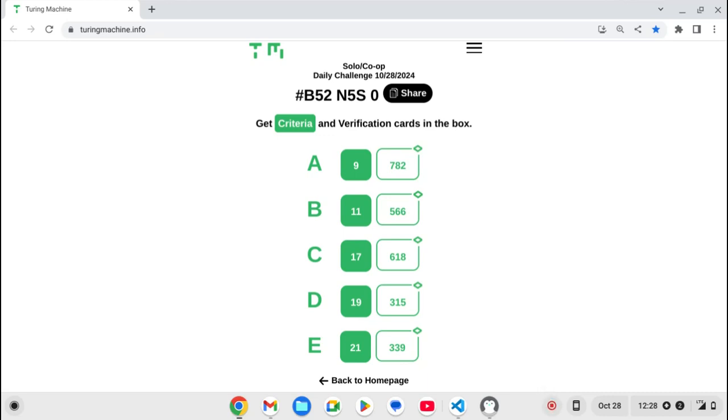Let's begin. Today's October 28th, 2024, and we're solving the Daily Turing Machine Puzzle. Today's all-odd 5 criteria cards include 9, 11, 17, 19, and 21, and the puzzle uses the green verification cards. The code above is your way to get more information on today's puzzle by searching the code on turingmachine.info. Let's go solve.